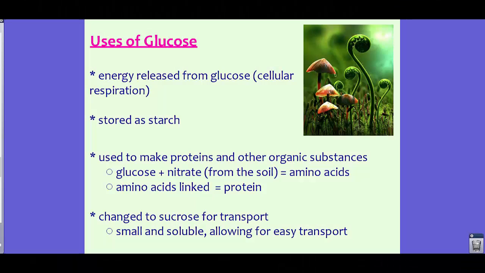Talk about the uses of glucose. Now, glucose, remember, is the sugar that's created by plants. The energy that's released from glucose is usually during the process of cellular respiration. So the process of photosynthesis is when the glucose gets made, and cellular respiration, which we will talk about soon, is where the energy gets released from the glucose.